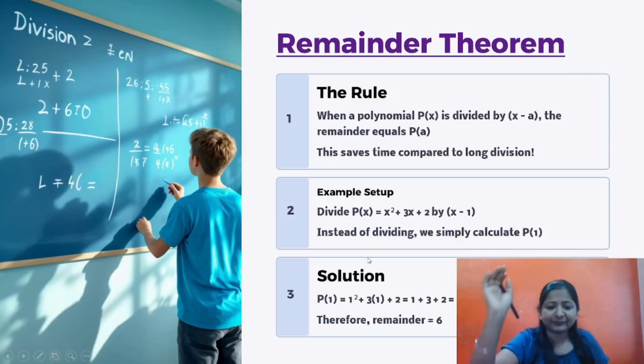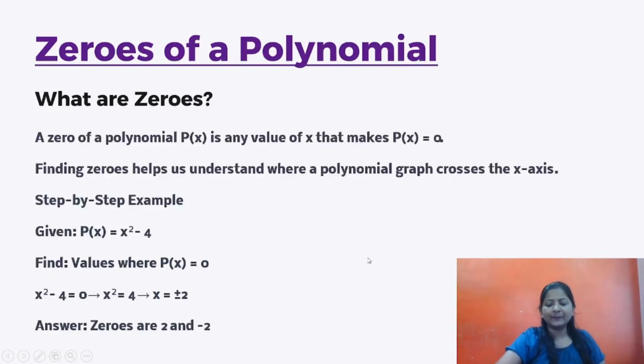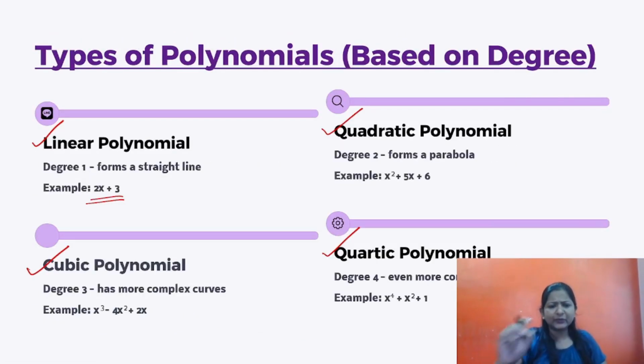Understood? All right. Now we have a few things. You can see it is written over here: degree 1 forms a straight line. What is that? Now look at this. You have already read in your lower grades how to plot points on graph paper. In the same way, when you plot this expression on graph paper, for a linear polynomial you will get a straight line.